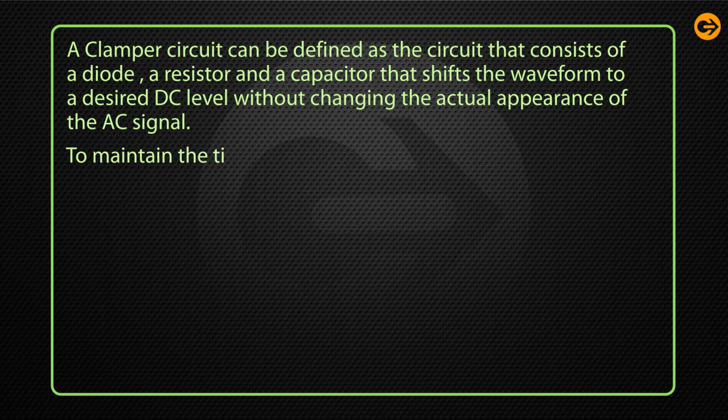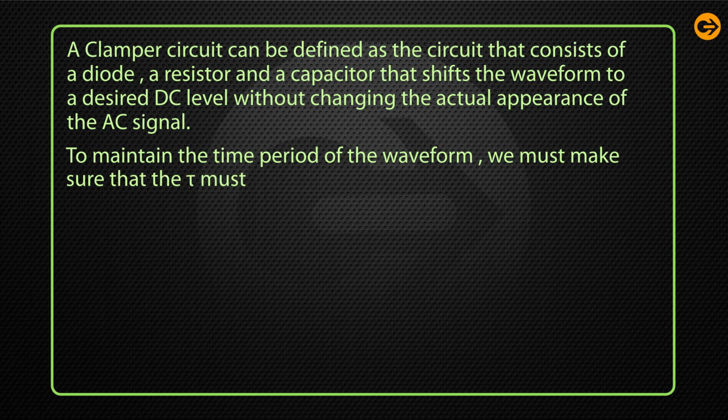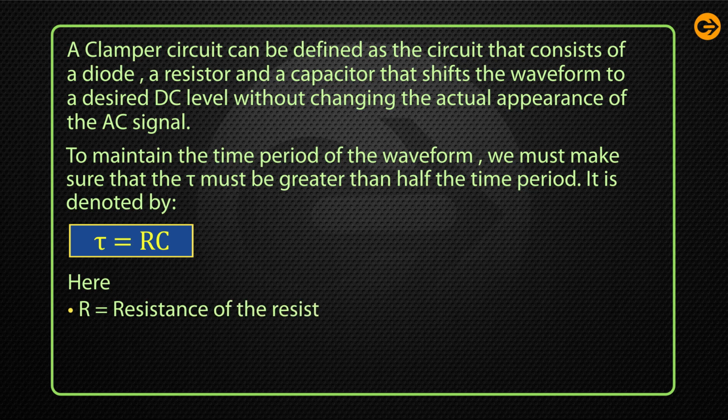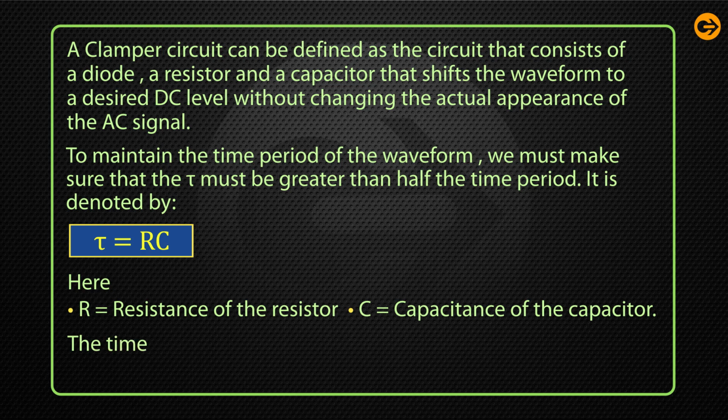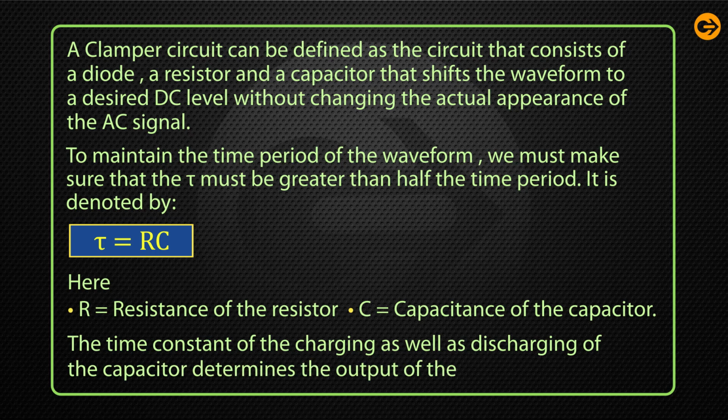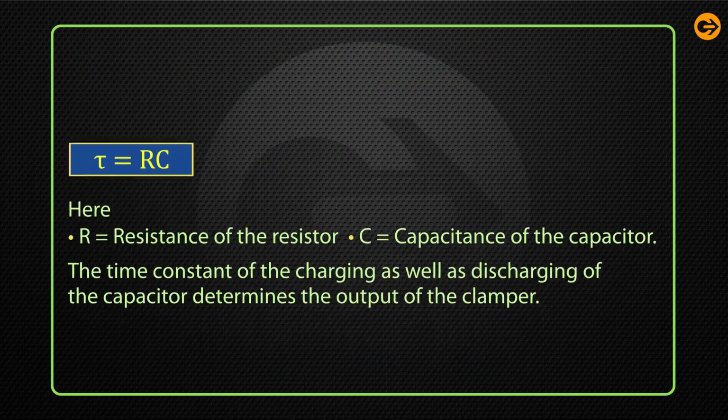To maintain the time period of the waveform, we must make sure that tau is greater than half the time period. It is denoted by tau equals RC. Here, R is the resistance of the resistor, and C is the capacitance of the capacitor. The time constant of the charging as well as discharging of the capacitor determines the output of the clamper.